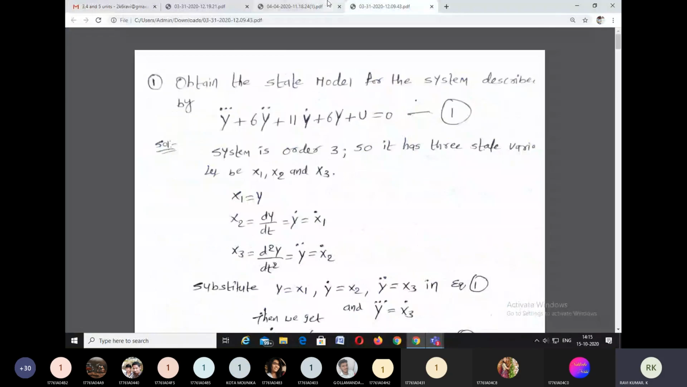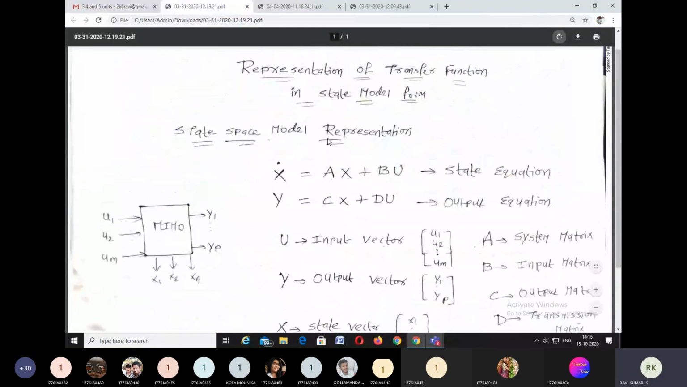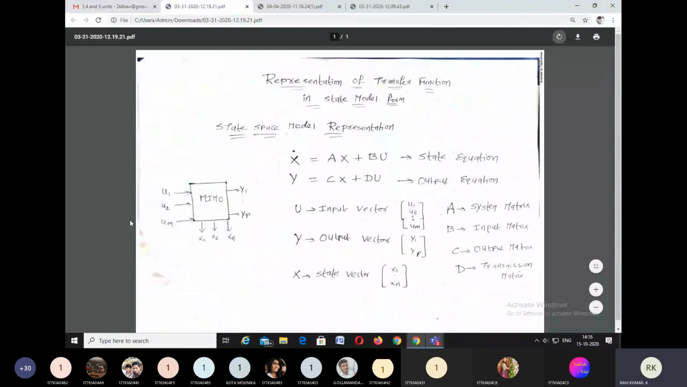For studying state space analysis, this is the basic representation of any system. Here I have considered a multiple input, multiple output system, a MIMO system. Here U1, U2, up to UM are the multiple inputs, and Y1 up to YP are the multiple outputs.